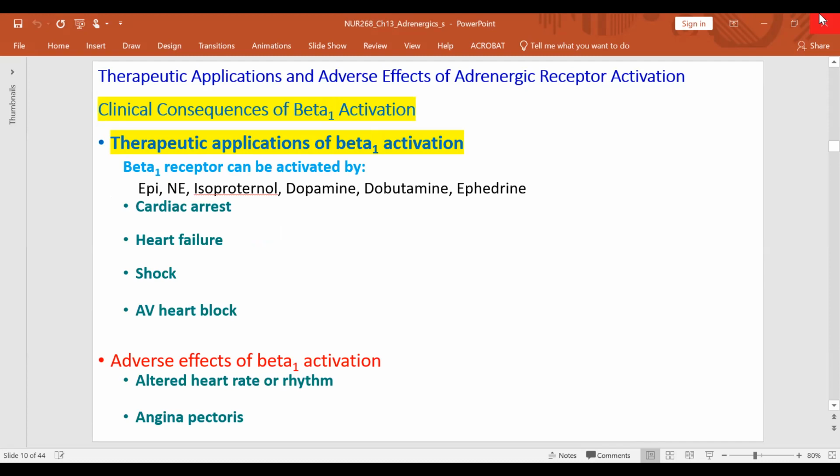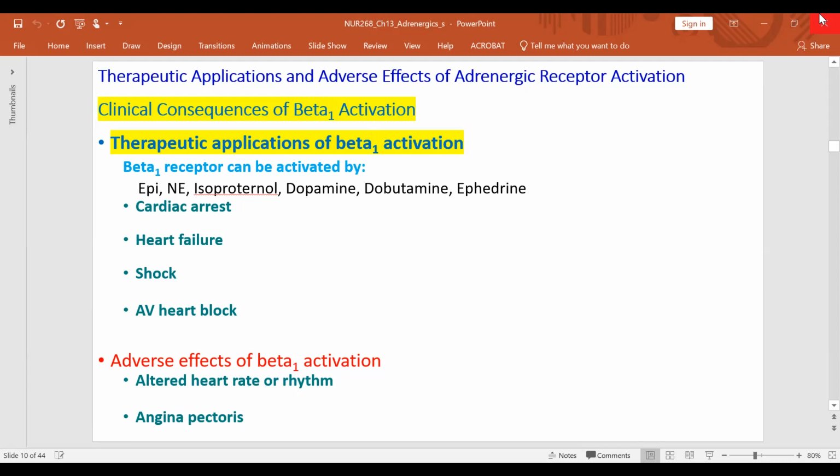Therapeutic applications of beta-1 activation. Beta-1 receptors can be activated by epinephrine, propranolol, dopamine, dobutamine, and ephedrine. So it can treat patients with cardiac arrest. It's not the preferred drug of choice, but it can benefit cardiac arrest. Epinephrine is directly injected into the heart to treat cardiac arrest.